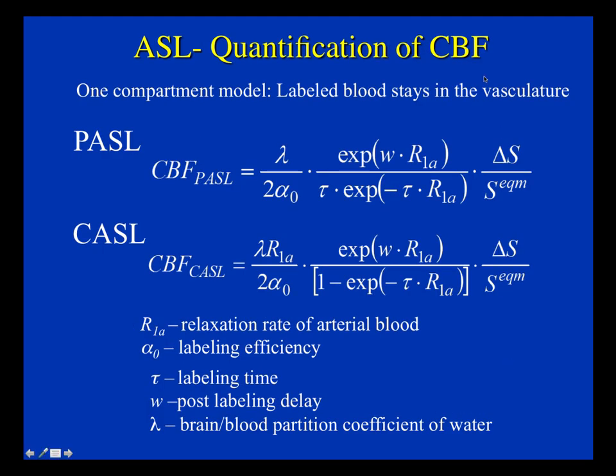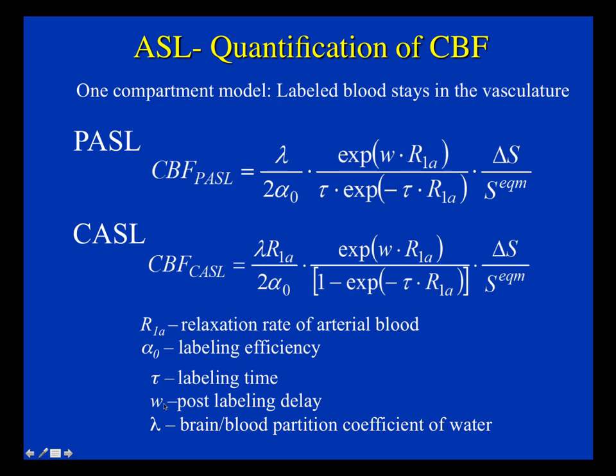So how do we quantify the signal change to get CBF? As I mentioned, what we have is a change in the signal that we have determined between the control images and the labeled images. We have to normalize that by the equilibrium signal, and that is a qualitative perfusion map. And there are scaling factors that you need to apply to convert this qualitative perfusion value to blood flow. These scaling factors depend on the relaxation rate of blood and the labeling efficiency, as well as the pulse sequence parameters that we call the labeling time, the post-labeling delay, and the partition coefficient of water.